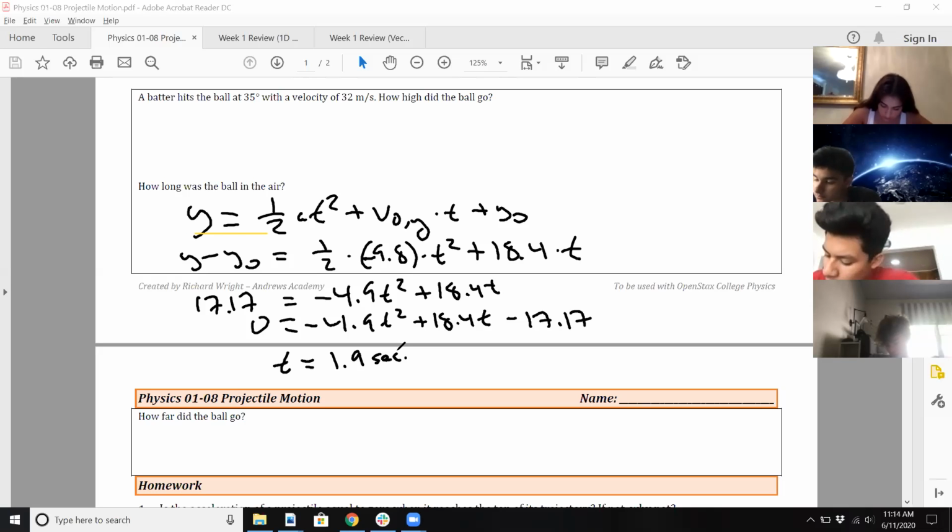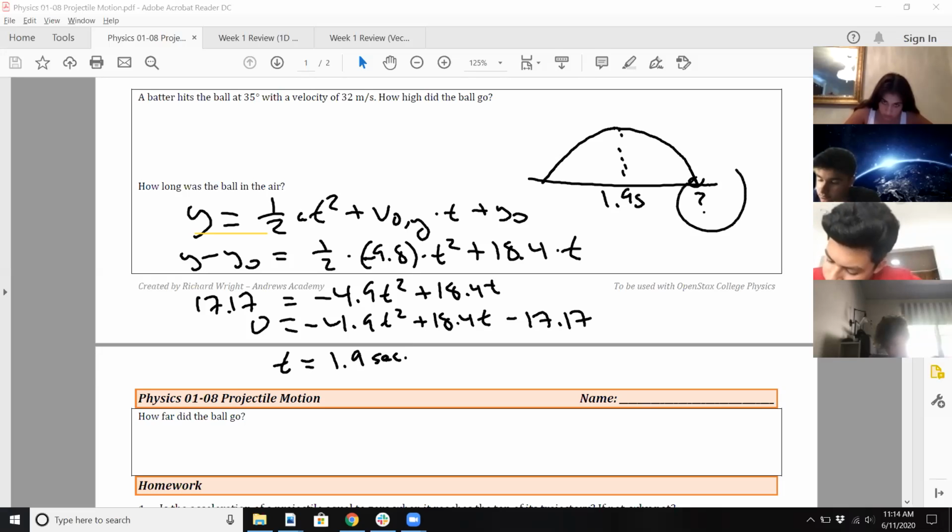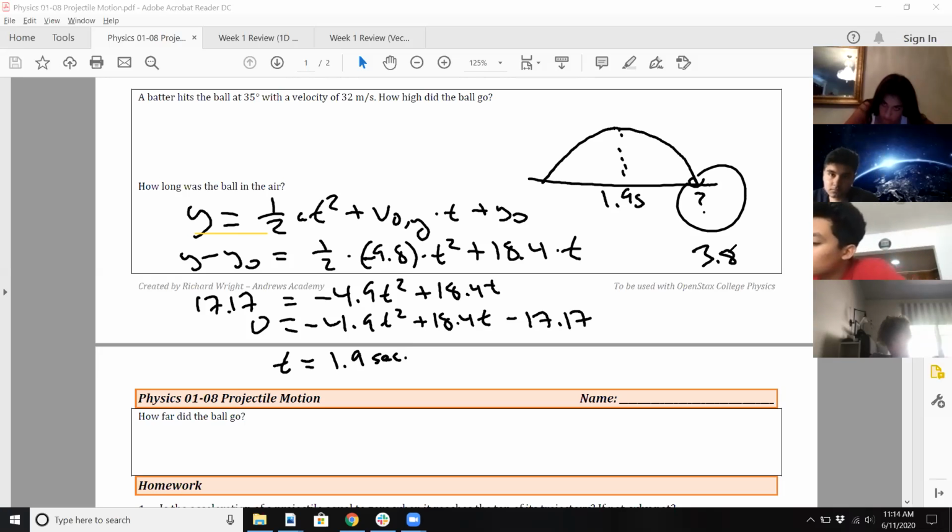Now here's the thing: if you launch something like this, if it takes 1.9 seconds to get here, how long do you think it will take to get over there? Just use some intuition here. 3.8. Yeah, you could totally double it as long as the heights are the same on both beginning and end.